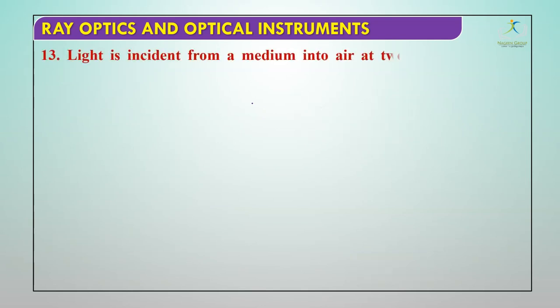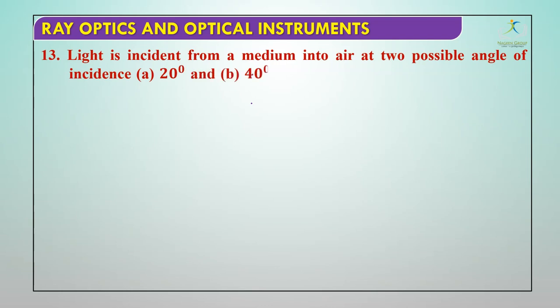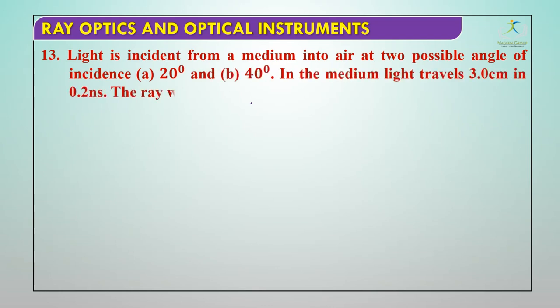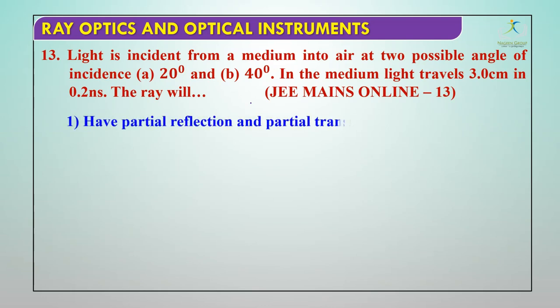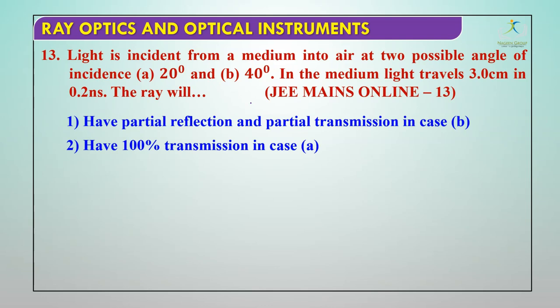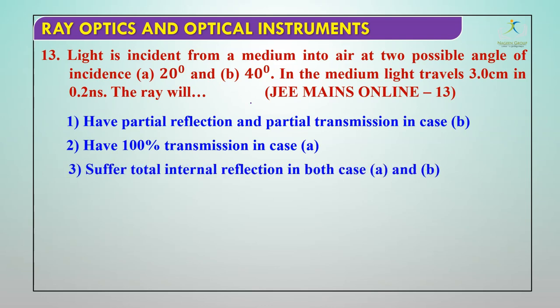Next question we have: light is incident from a medium into air at two possible angles of incidence, 20 and 40 degree. In the medium the light travels 3 cm in 0.2 nanosecond. The ray will have partial reflection and partial transmission in case B, have 100% transmission in case A, suffer total internal reflection in both cases A and B, or suffer total internal reflection in case B only.